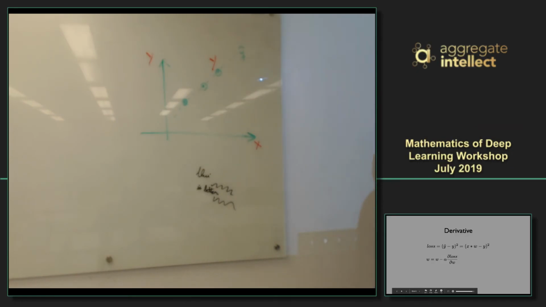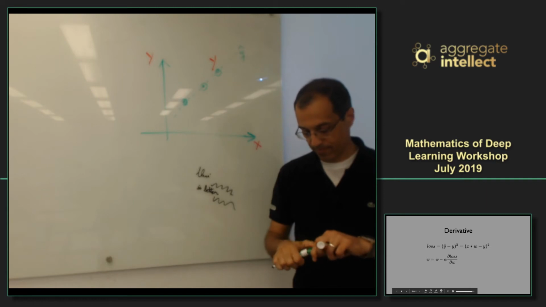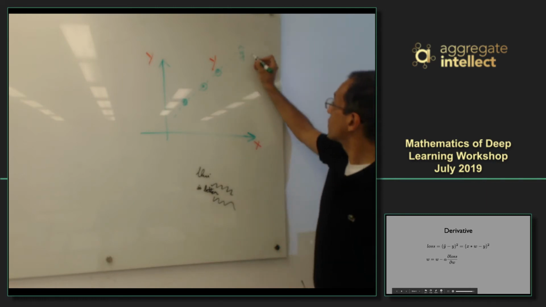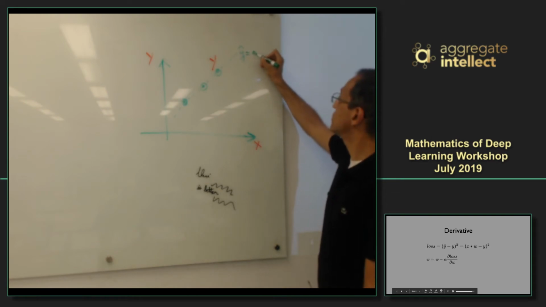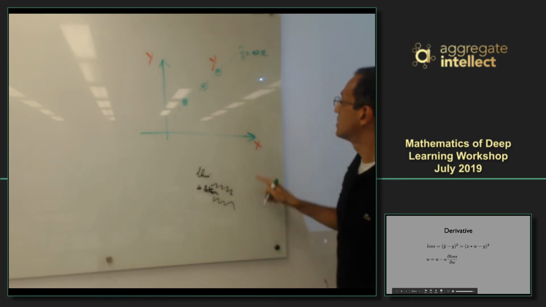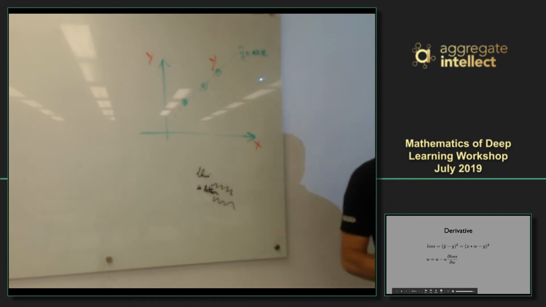All right. Now, what is a good approximation? How do we characterize a line? We say y hat equals w times x. So x is here. W is the weight function that we have to compute.